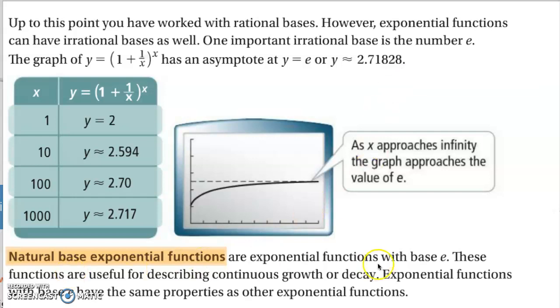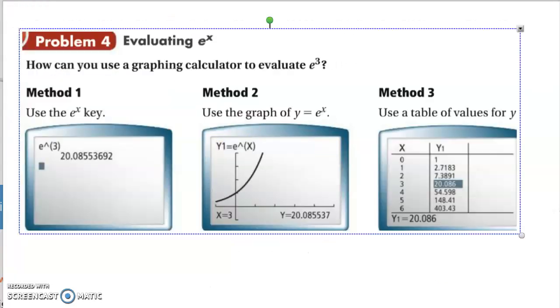Okay, so many functions use e as a base, and one of the more important ones has to do with compound interest. So suppose we want to evaluate e. What is e to the third power? On the calculator, you have an e to the x key. You can hit e to the x, put in 3, and you'll get this number, 20. So e to the third is approximately equal to 20. Or you can look at a graph, and then the table that goes with that graph, and find the value that goes with x equals 3. All right.